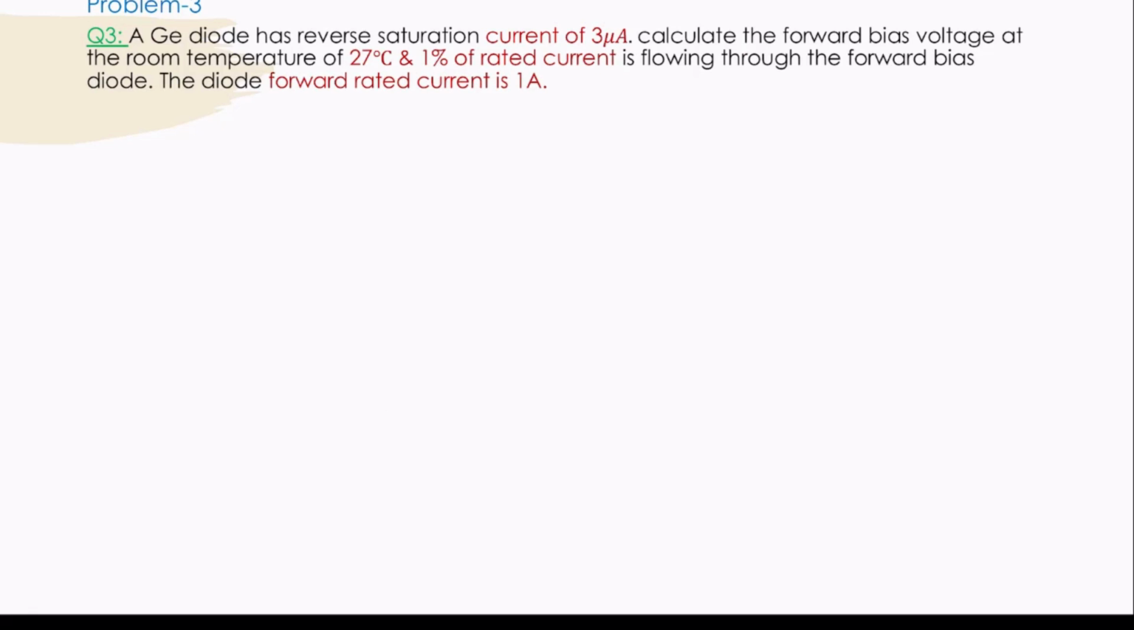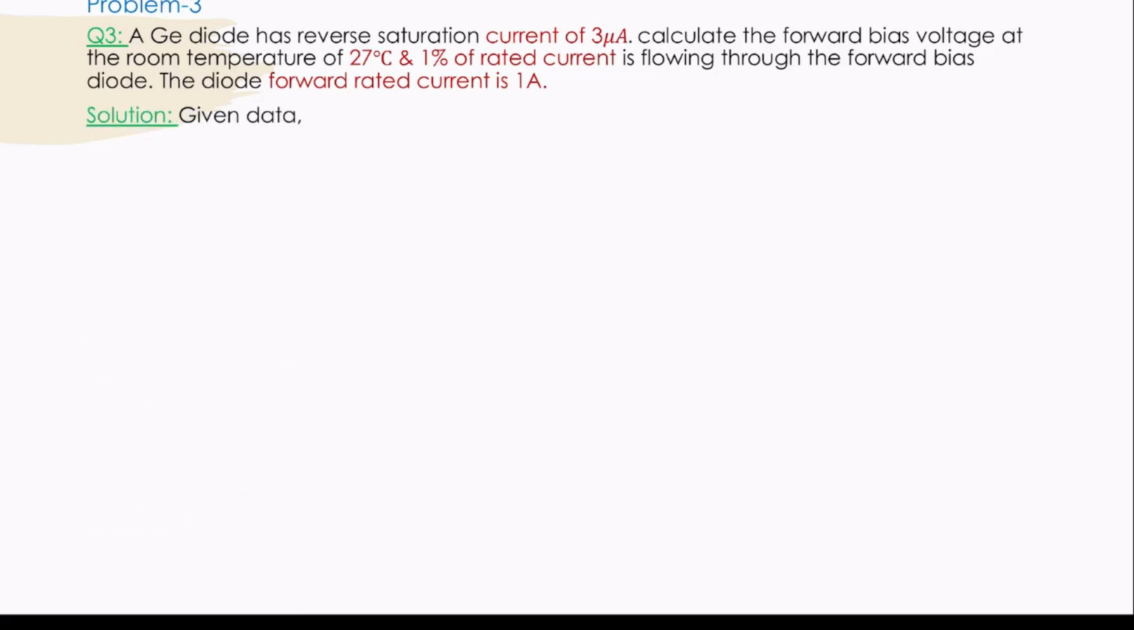Now let us see the third problem. Question is, a germanium diode has reverse saturation current of 3 microamperes. Calculate the forward bias voltage at the room temperature of 27 degrees centigrade and 1% of rated current is flowing through the forward bias diode. The diode forward rated current is 1 ampere. Now let us see the solution.